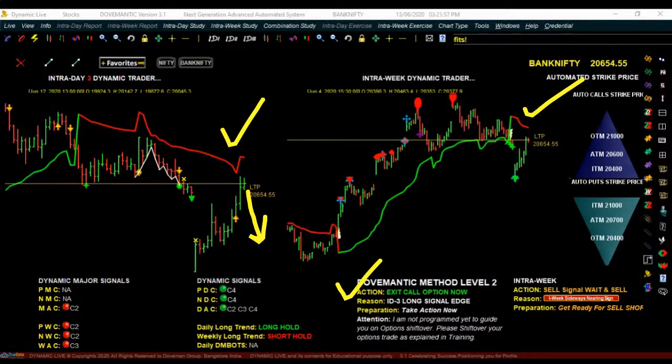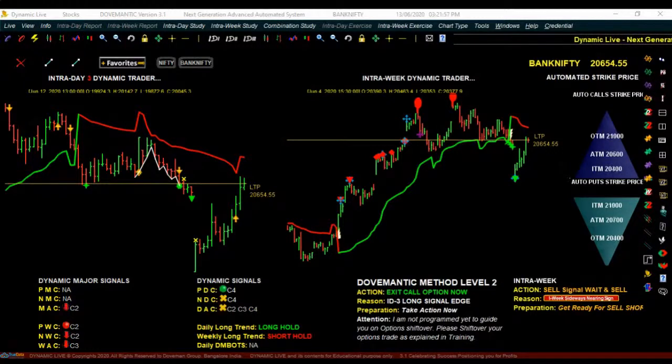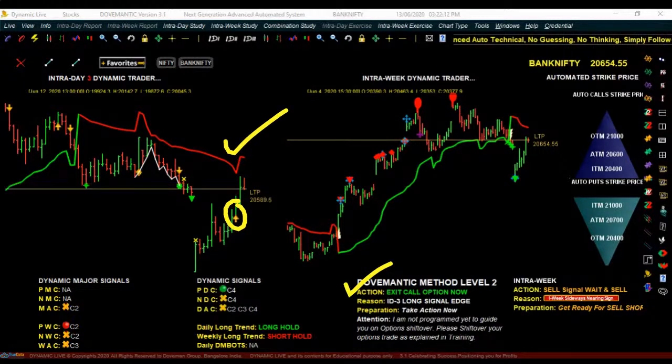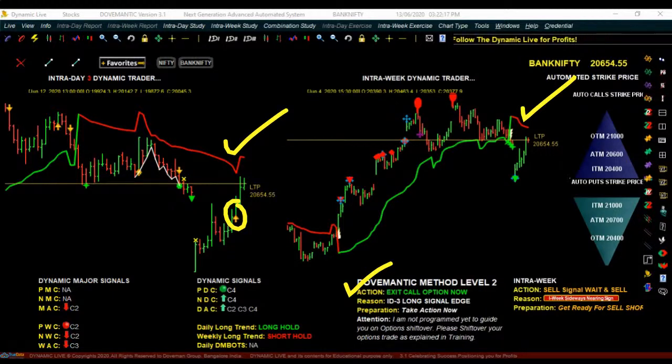Got it? But there are cases where you will find situations like this. Yesterday, at around 2:30 in the afternoon, it was very clearly written here as buy call option now. When it said buy call option now, we checked the intraday 3 long, it was red in color. We checked intra-week long, that was also red in color. It means they both are telling you that the trend is down. You are planning to buy a call option, so it is against the trend, isn't it? So it is a mismatch. It is not matching, isn't it?